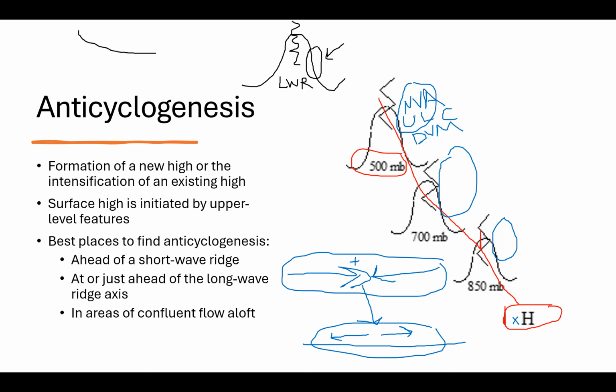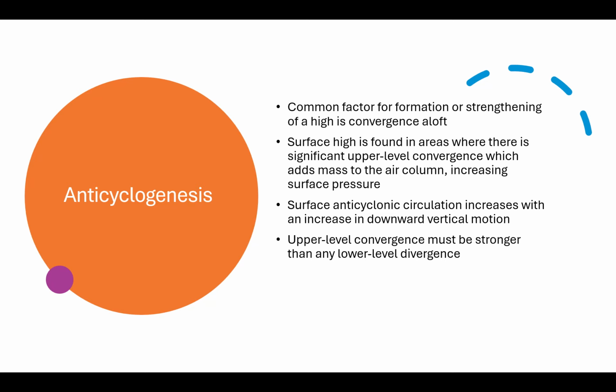So now we're bringing these height contours closer together, right in here. That is indicative of confluence, directional convergence of air aloft, which is adding mass. This confluent flow aloft is going to result in this damper effect down here that I drew out, where you're getting more air coming in at the top of the column than is leaving at the bottom of the air column. So for anticyclogenesis, the common factor for formation or strengthening of a high is convergence aloft.